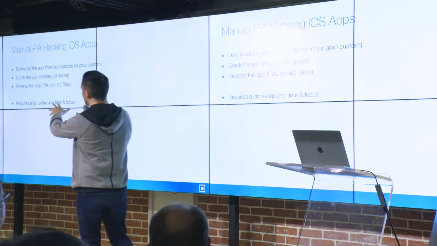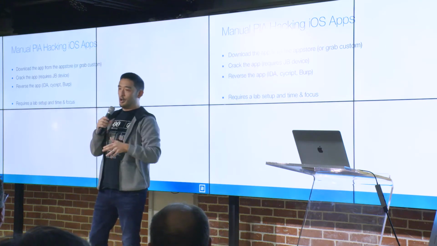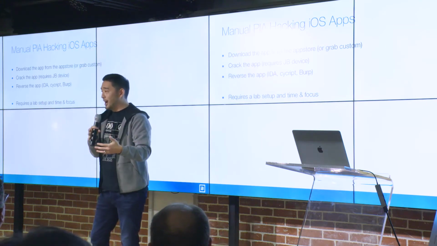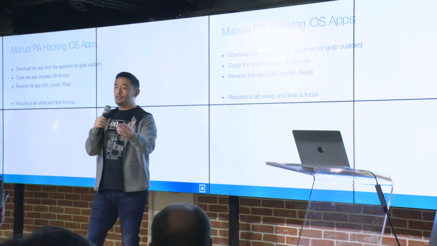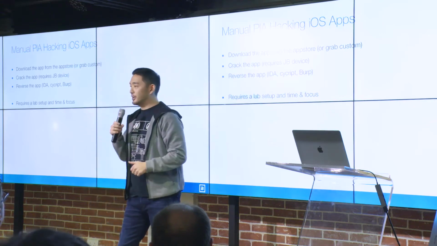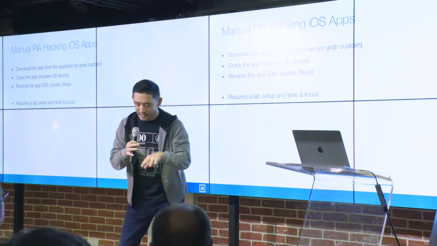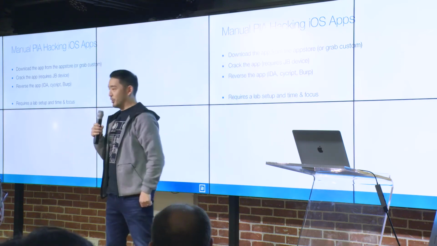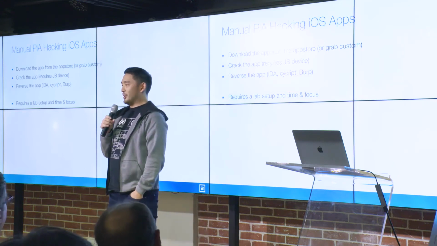Now, all of this is extremely manual and very painful and very slow. It takes a lab, you've got to set one up, and it takes a lot of time and focus. Someone comes to me and says, hey, there's a new crypto app out there, a crypto wallet. Can you take a look at it? Oh, I've got to download it, get on the lab, manually plug it into my computer, crack it, run it, look through all this stuff. And that is just way too much work. I don't want to do that.